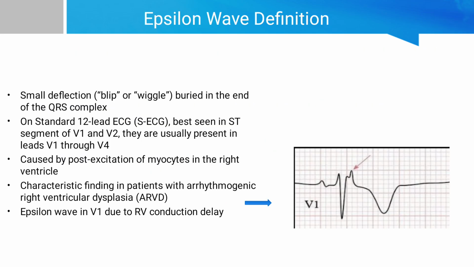Friends, epsilon waves are small deflections, or we can say a blip or wiggle, seen at the end of the QRS complexes. On the standard 12 lead ECG, they are best seen in the ST segment of V1 and V2, and they are usually present in leads V1 to V4. They are caused by the post-excitation of the myocytes in the right ventricle, and they are characteristic findings in patients with arrhythmogenic right ventricular dysplasia. In this ECG, we can see epsilon wave in V1 due to a right ventricular conduction delay.